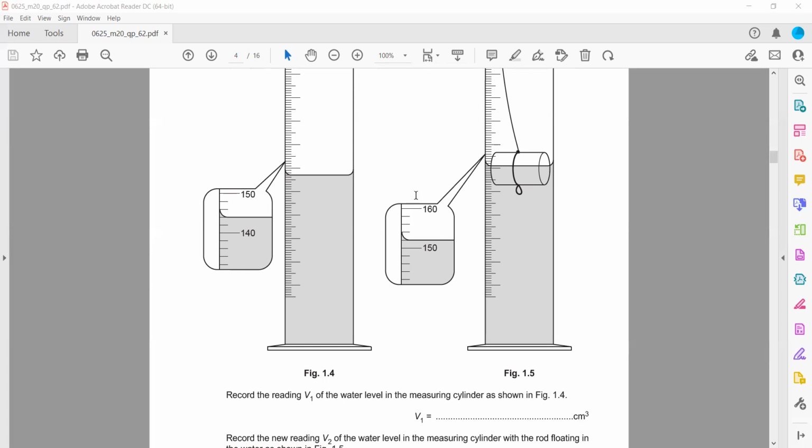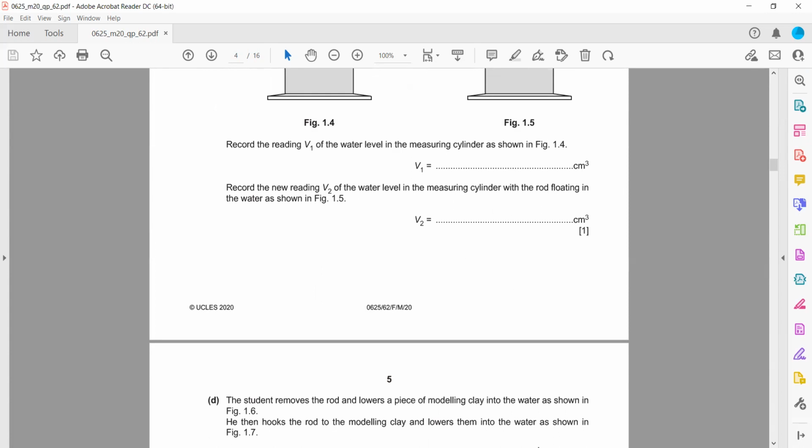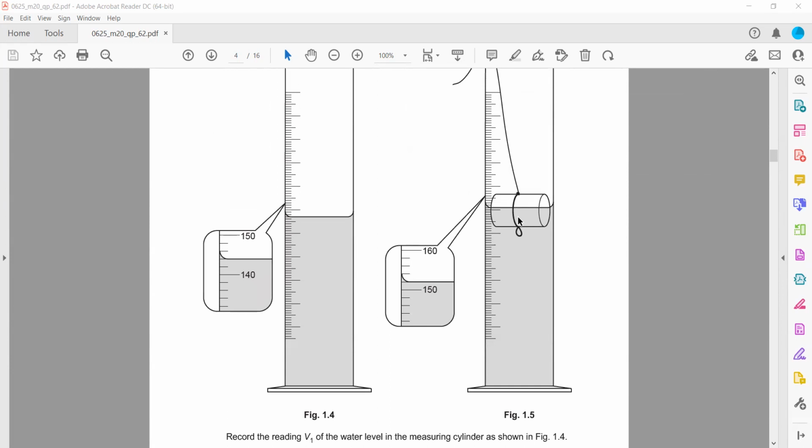The possible source of inaccuracy in this one: the measuring cylinders are not very accurate. That is one. We want to measure the volume of the rod, but the problem here is the thread. When we use this thread, it will also have some volume, so it won't be accurate. It will be inaccurate.